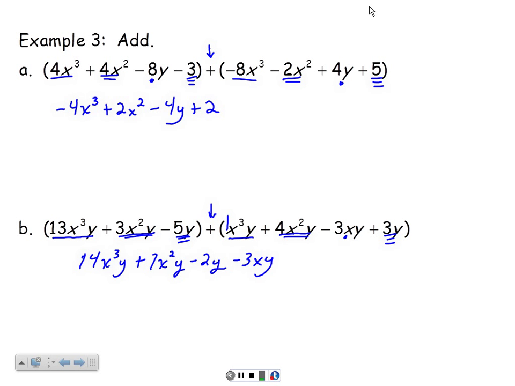Now, if you want to put this in descending order, technically, you should have 14x to the third y plus 7x squared y minus 3xy minus 2y. That's descending order because what you do is you look at your variables in alphabetical order, and you go in descending order with the variable that comes first in the alphabet. So we go down on the x's, 3, 2, 1 for our x's, and notice all the y's are the same. So this would be technically descending order. I'm not going to be really picky about that, but just so you know.